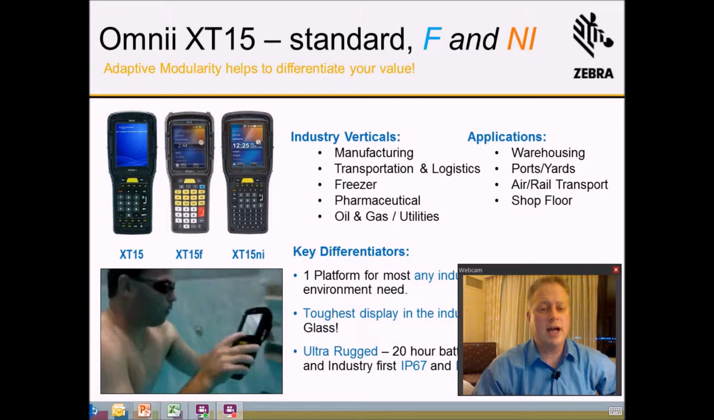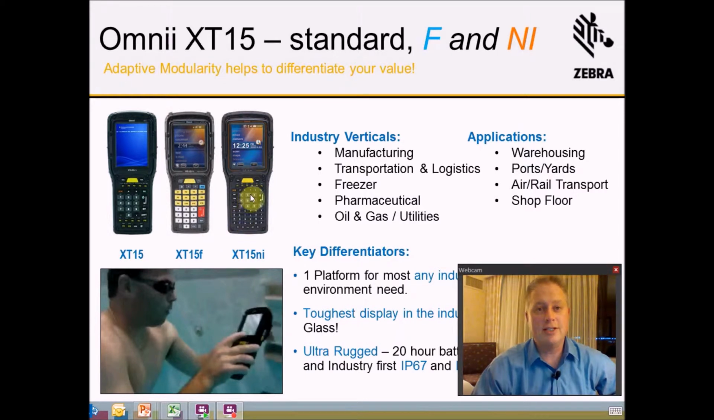So this device, the Omnii, again, came from Scion. Scion developed it. I'm actually very familiar with it, meaning that I came from Scion as well. But there are actually 3 different versions of this. There's the standard XT15. There is also the XT15F, where F stands for freezer. There are actually 2 versions of the freezer: the Arctic version and the chiller version. Those differences really depend upon the environmental extremes that you're going to be working within.